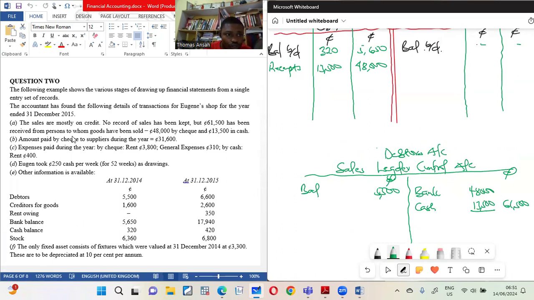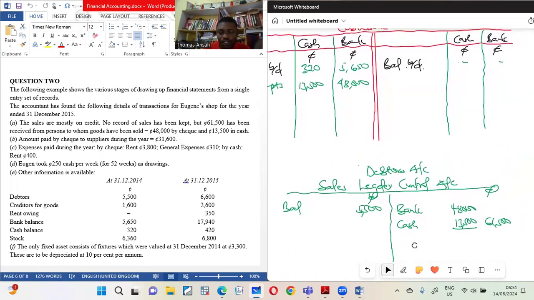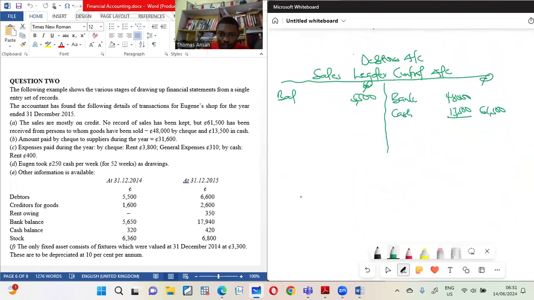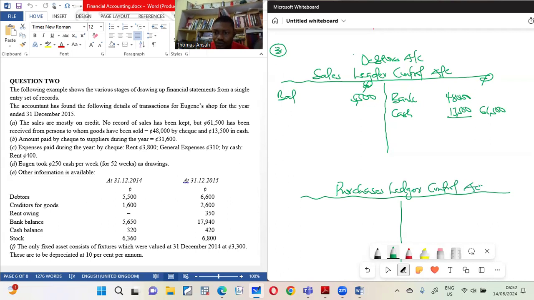You go on to, and it tells you that an amount was paid by check to suppliers during the year. So this time around they paid, and they pay by check. So you see, just as you do for receipts, your payment too will be for purchases control account, which is also for suppliers or creditors. All right. So basically that is that. So you do purchases, and don't forget, this is our step 3. All that I'm doing here is our step 3. Purchases ledger control account.